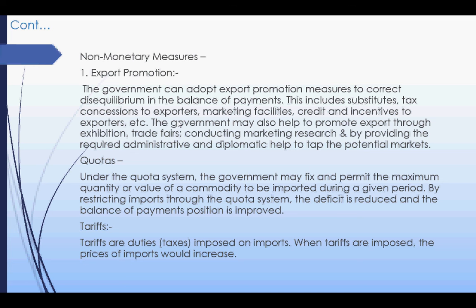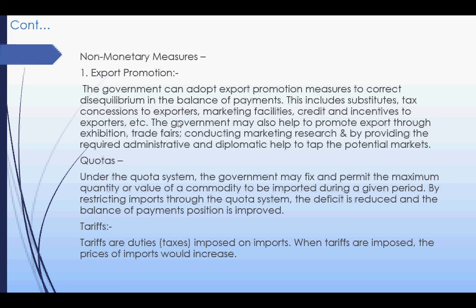Quotas. Number two, under this system, the government may fix and permit the maximum quantity or maximum value of the commodities to be imported during a given period of time. Okay, a certain limit is being fixed. The quantity is being fixed. So only this much quantity of goods or this much valued goods must be imported. By restricting the imports through the quotas, the deficit in our BOP is reduced, and the position of BOP is being improved.